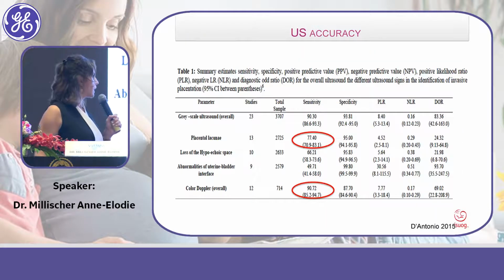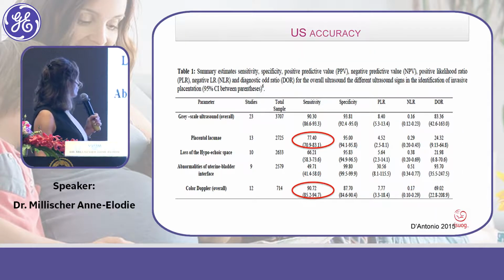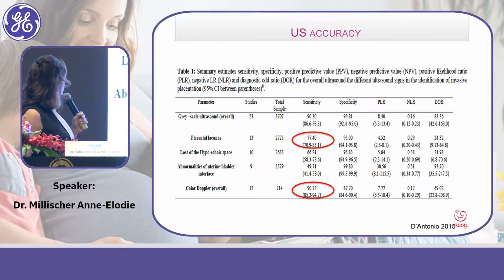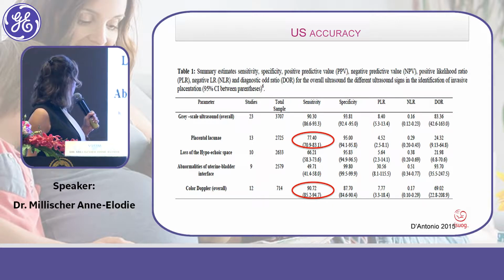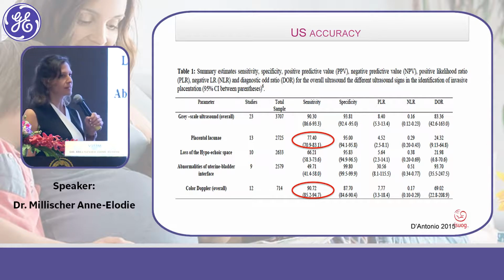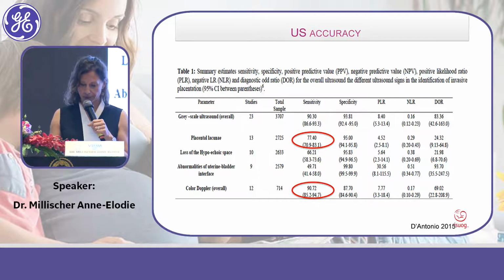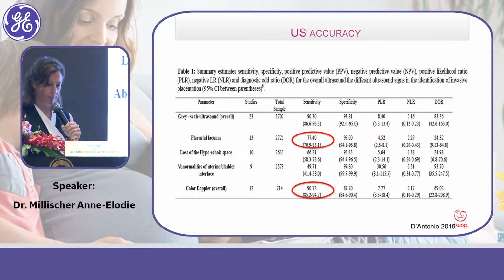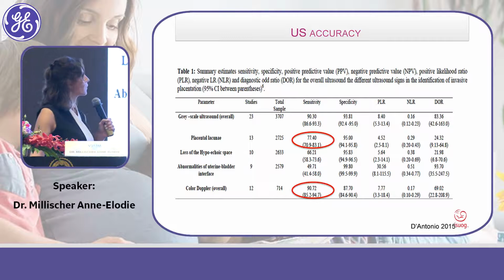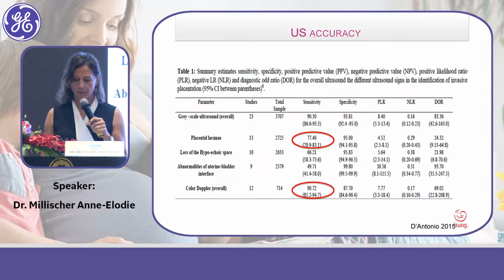The literature highlights the two main important points, the placenta lacunae and the color Doppler, with the highest sensitivity and specificity for the ultrasound diagnosis. Theo cái y văn thì có hai cái đặc điểm khá là có độ nhạy khá là cao để chẩn đoán một cái nhau cài, đó là cái lacunae và cái dấu hiệu Doppler.